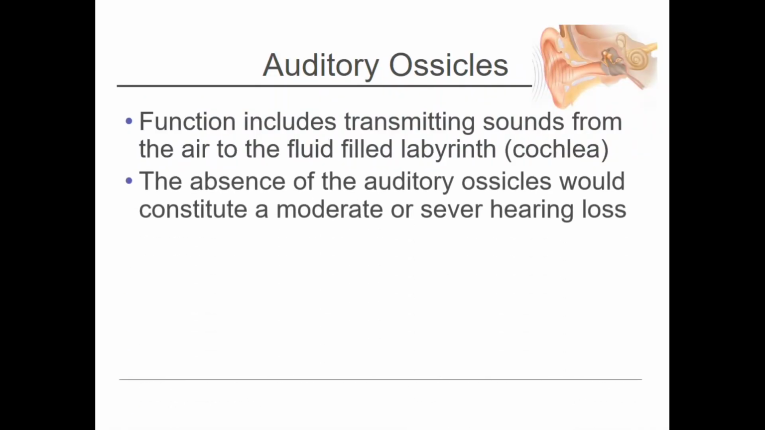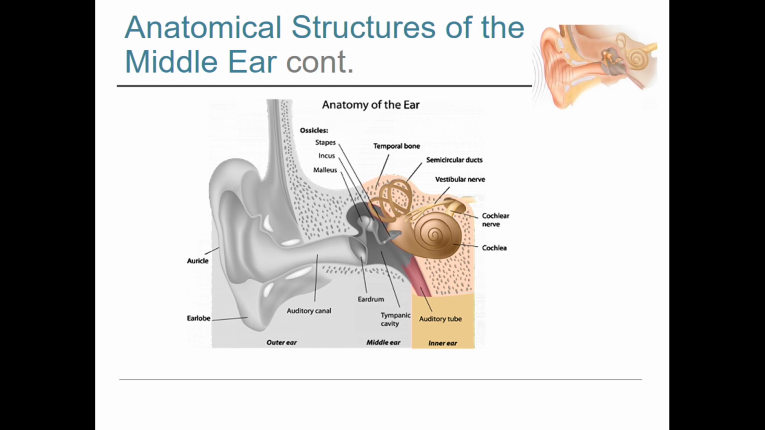The absence of these bones would actually give you moderate or severe hearing loss. So those bones are very important because they transmit vibration. There's also part of the inner ear, and those are the structures of the inner ear, which also have to do with balance.